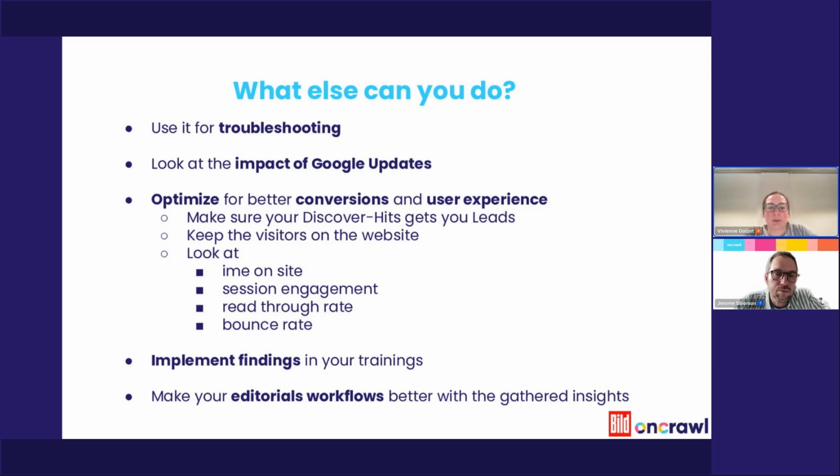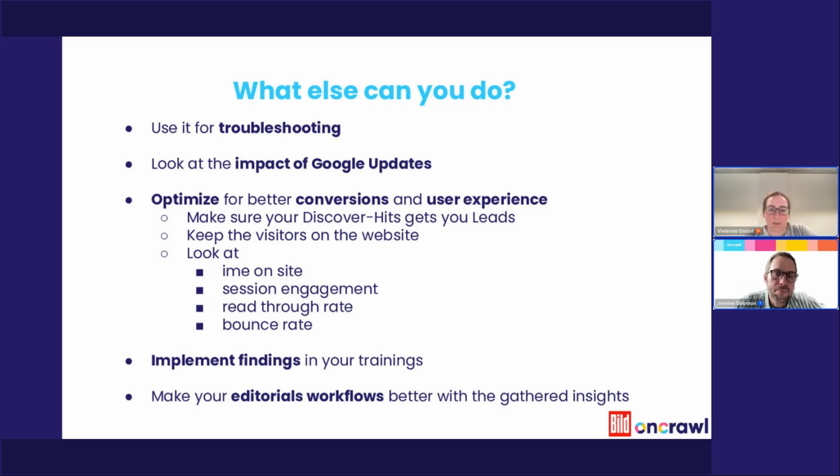Other things I would do from the crawl and the Oncrawl data, maybe not just for Discover, is also always look at the impact of Google updates. Because Google sometimes says if the search update impacts Discover as well or not, but it doesn't always say it. So we can look at our search data and our Discover data and our general pages and see if there's any correlation there. And I think it helps a lot.